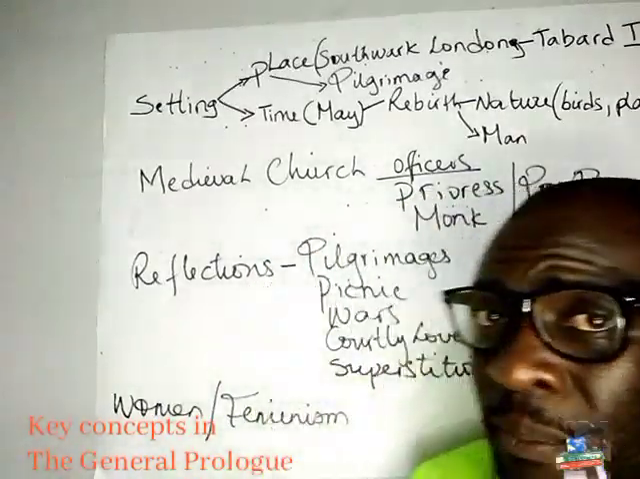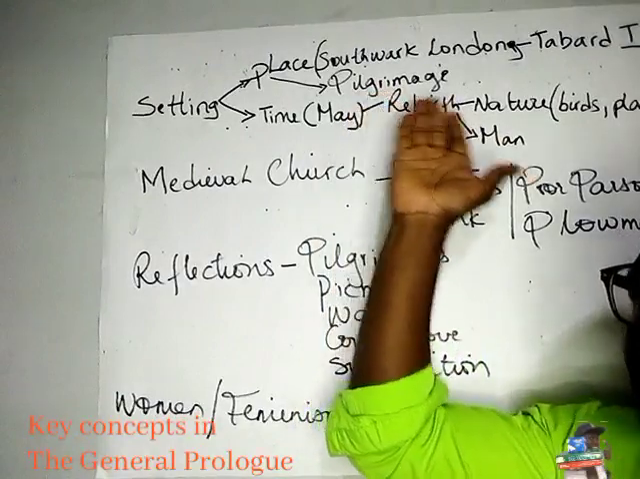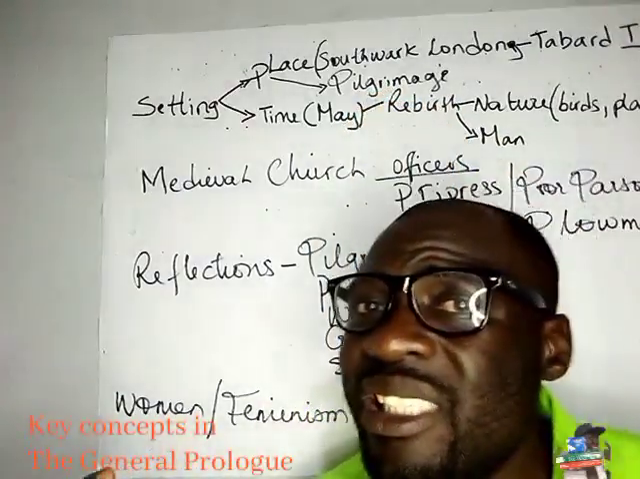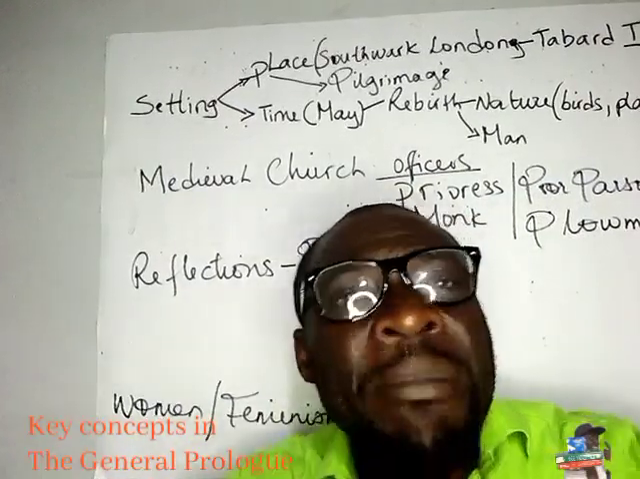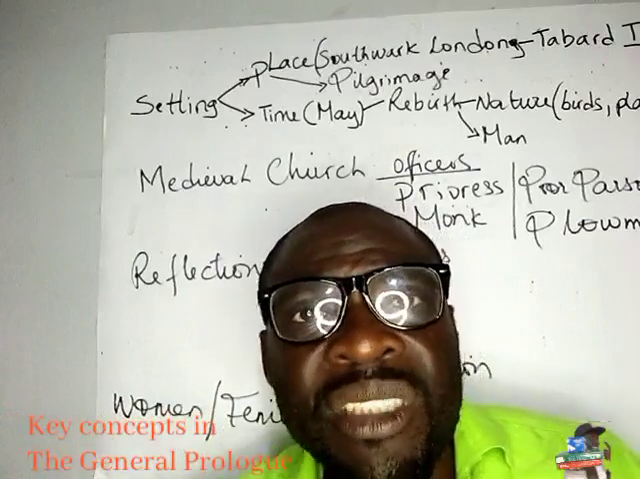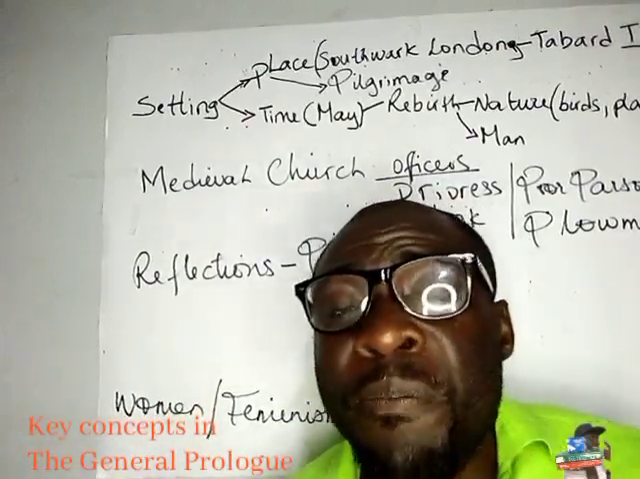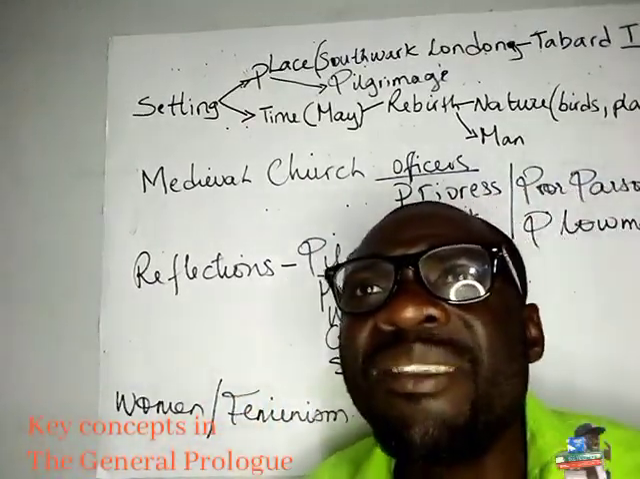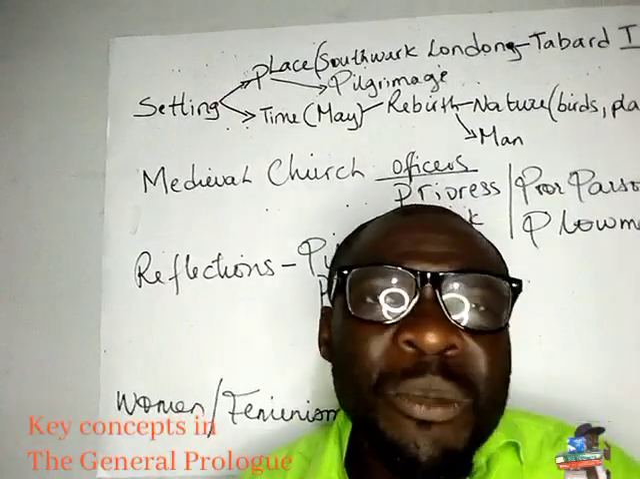Now, the reason is simple. Southwark, London, and Tabard Inn as a physical setting initiates the duality, or the double dimensions, of the journey. These pilgrims tell us that they are going out for a pilgrimage, but then when we look at the area where they decide to take lodgings before embarking on the journey, it leaves us with little to be desired.